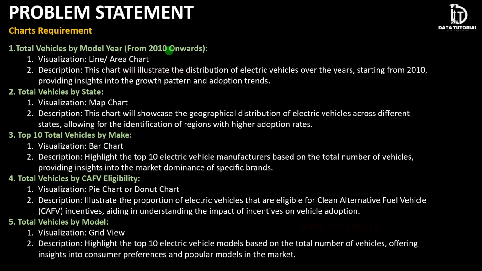We are going to see this in the form of a line chart or area chart. The reason behind this visualization is that it will provide insights on how the acceptance of electric vehicles is seen from 2011 to the current year, 2024. Getting it? Then we will see the total vehicles by state. By geographical map, how is the distribution of electric vehicles, that will be seen with a map chart.